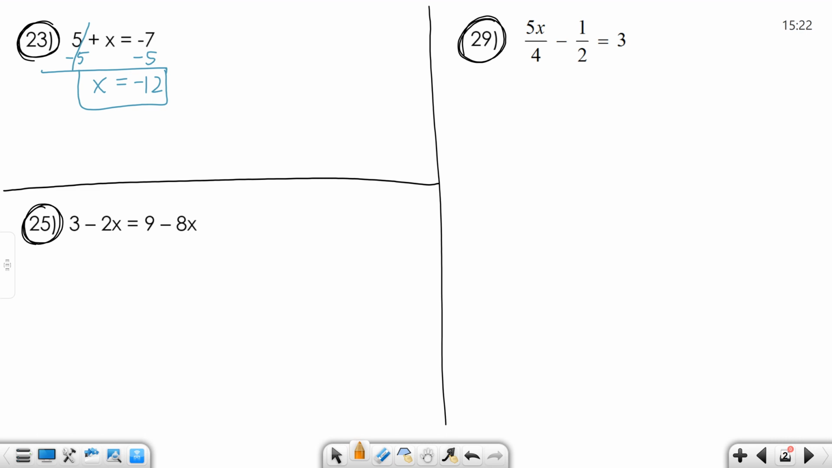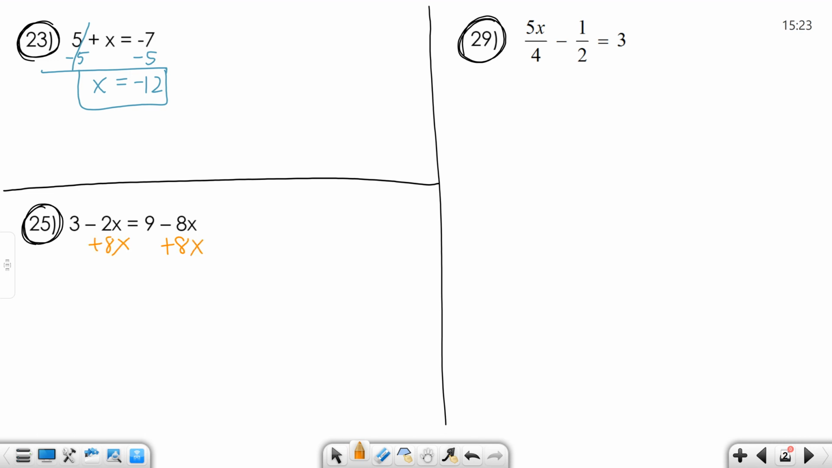So then what about number 25? 3 minus 2x equals 9 minus 8x. This one has both numbers and variables on both sides. So you pick any one thing to move. I'm going to move the negative 8x, but it's not wrong if you move the 3, the negative 2x, or the 9. Okay? So I'm going to choose to move this to the other side. How do I move it to the other side? I add it to both sides.